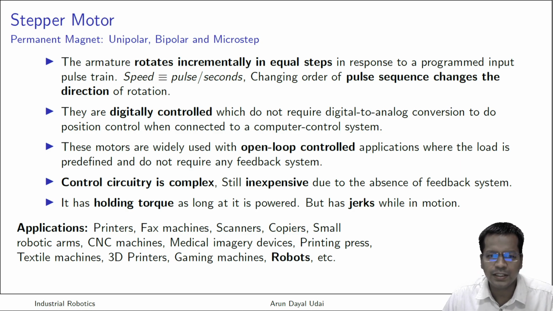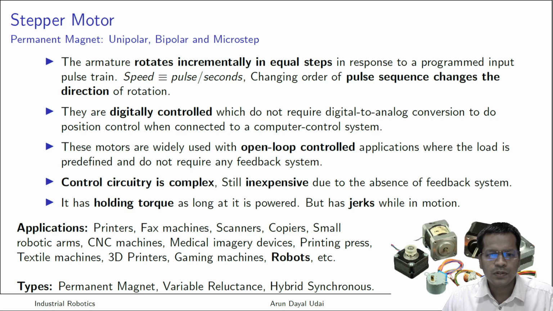Printing press, it is there. Textile machine, 3D printers. If you have seen a 3D printer, you must have observed a similar kind of actuators, which are stepper motors. In small robots and gaming machines, yes, it is there. So it finds a lot of places where it can fit in, and robots are where we are more focused now. So yes, this also is of different types.